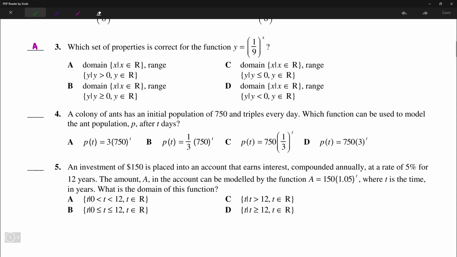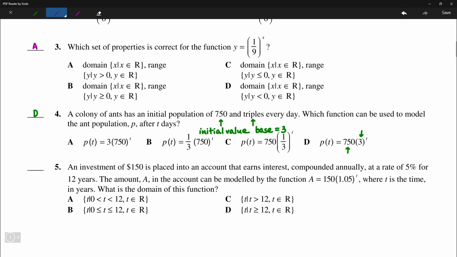So there's an initial population of 750, and it triples every day. So this gives us the A value of 750, the initial value, and then the tripling will be the base, which is equal to 3. With those two pieces of information, we know that the answer is D. 750 being our initial value, and 3 being the base.